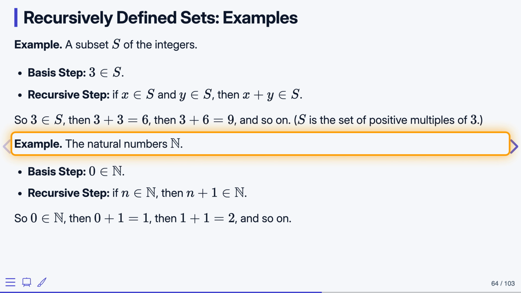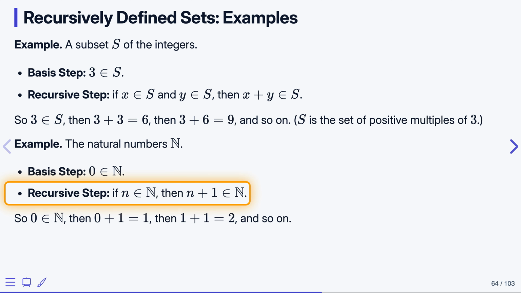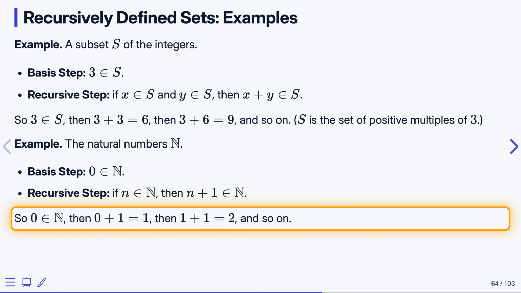The second example builds the natural numbers. The basis puts 0 in. The rule says if n is in, then n plus 1 is in. That gives 0, 1, 2, and every whole number.